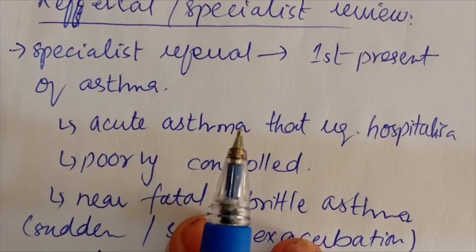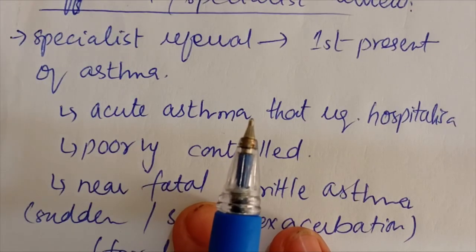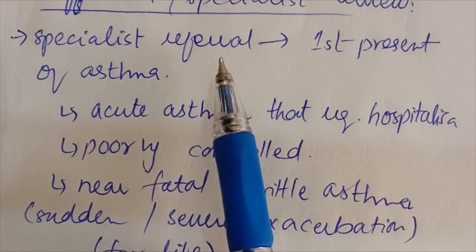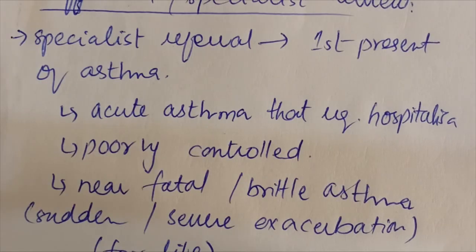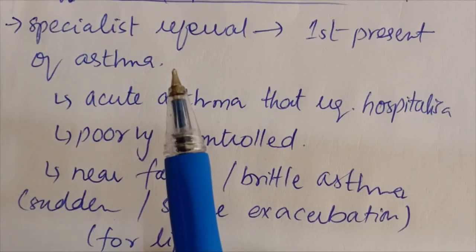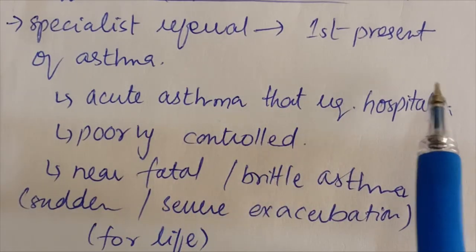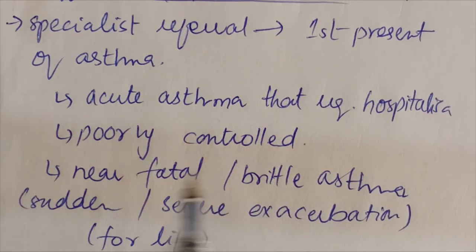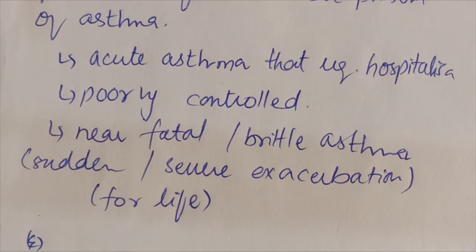Referral or specialist review. A specialist referral is indicated when there is a first presentation of asthma with acute asthma that required hospitalization, poorly controlled asthma, near fatal or brittle asthma, that is, he gets sudden and severe exacerbations. So he is going to have the referral to a specialist for life.